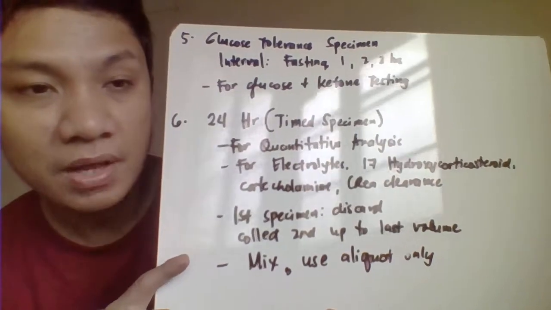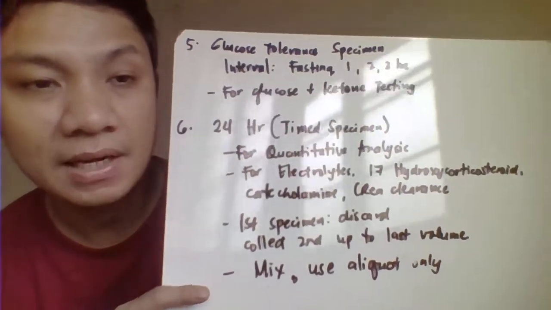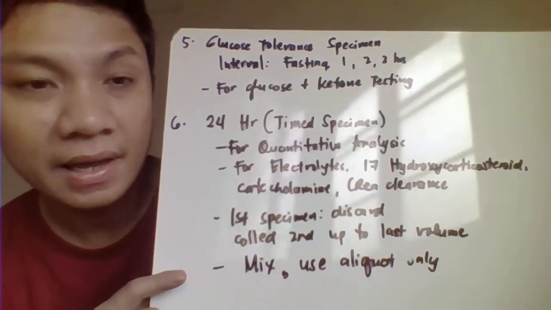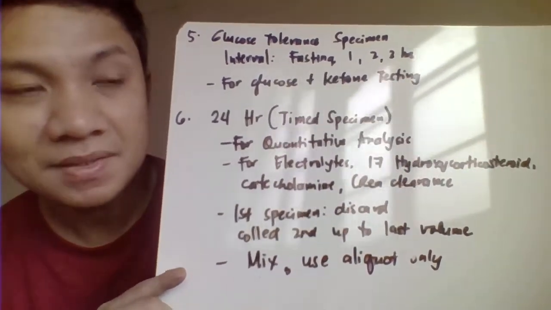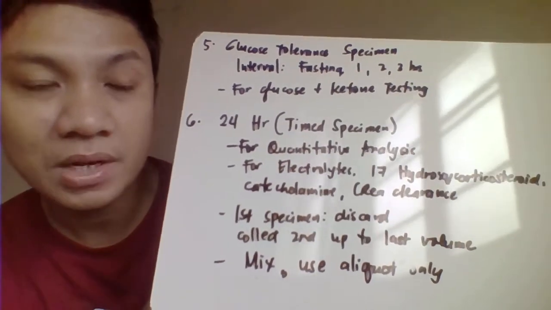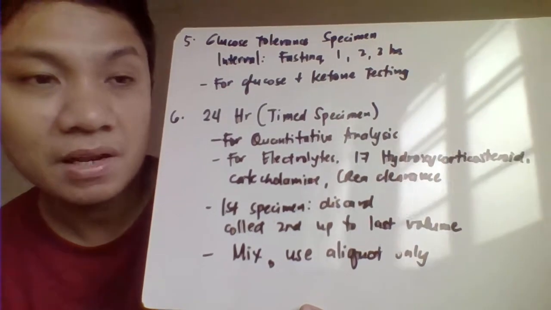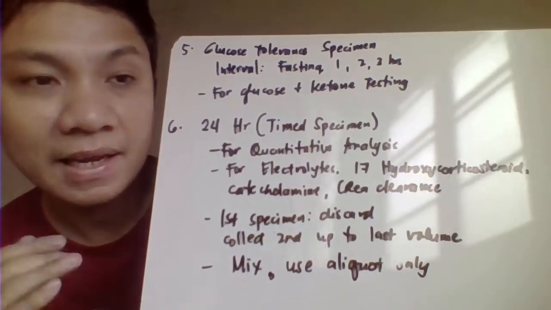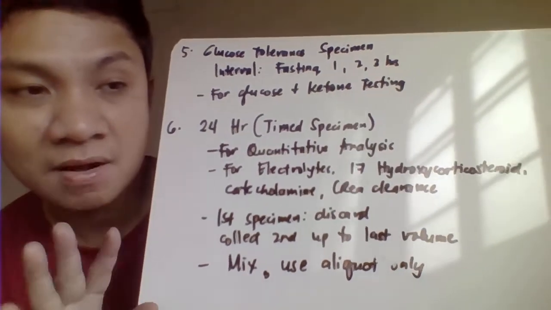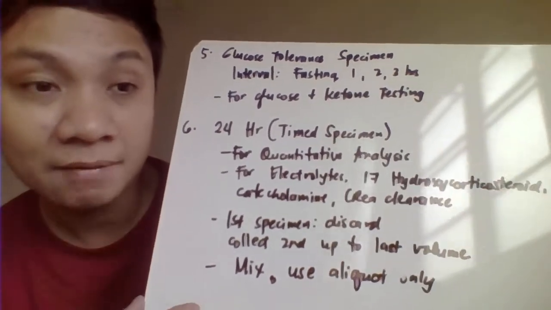Then we have here the 24-hour urine, or your timed specimen. This is basically for those analytes which are irregularly passed in the urine sample. We have specimens or analytes wherein they are highest during the morning. Their level in the afternoon is much lower compared to the morning. To provide a greater assessment of the entire concentration of that, you collect that in a 24-hour time.